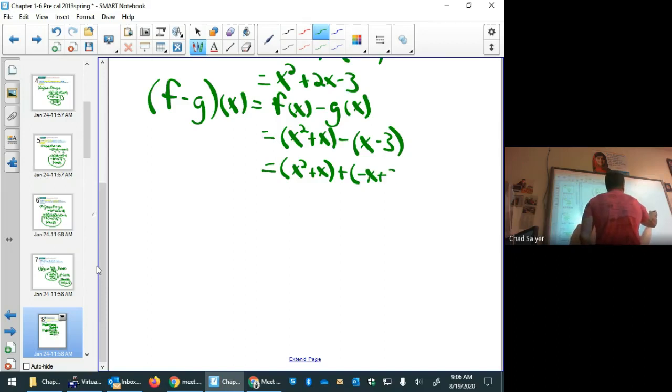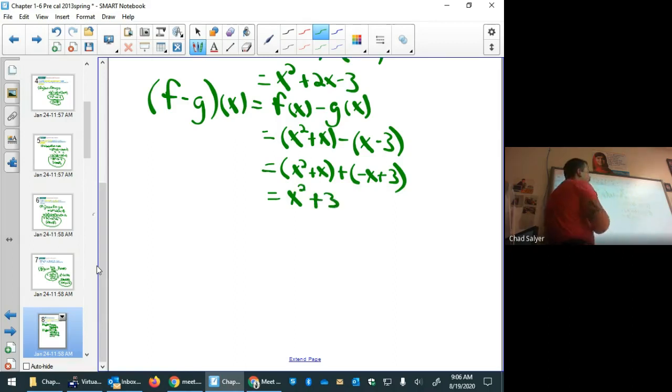We're going to do that extra step where we keep, change, and then we'll combine our like terms. Yeah, the x's will cancel, x and negative x.